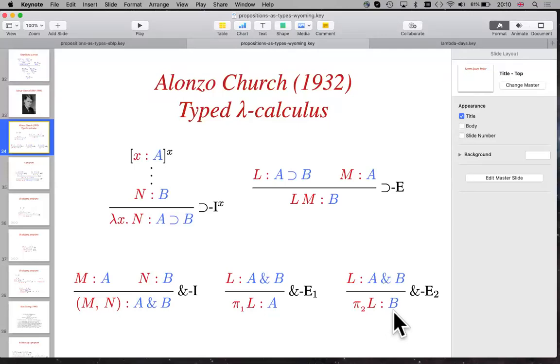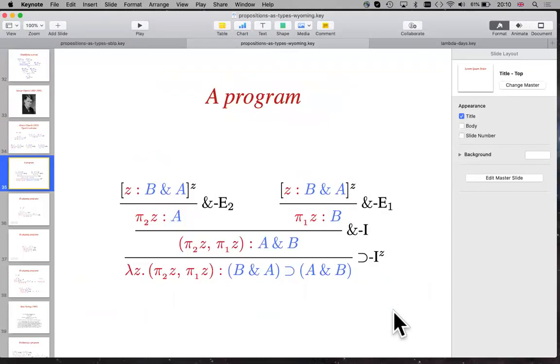So let me show you a simple example of such a program. It's the program that takes a B-A pair and returns an A-B pair. So what's it going to do? It's lambda z, where z is a B-A pair. Then we take out the second projection of that, that would be an A. And we pair that with the first projection, that would be of type B. So the final result has type A and B.